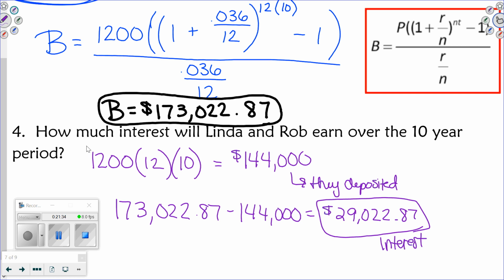You got to stop and think how much they actually put in. It wasn't just $1,200. I see people subtract just $1,200. They put in more than $1,200. A whole lot more than $1,200. They put $1,200 in every month for 10 years. It's a long time.